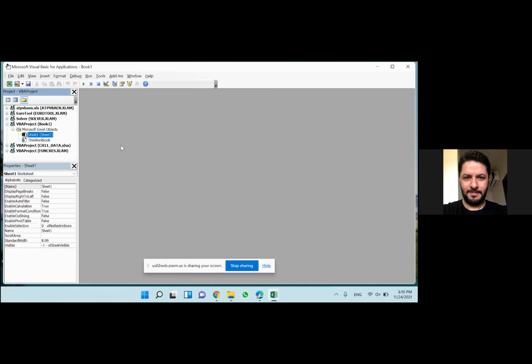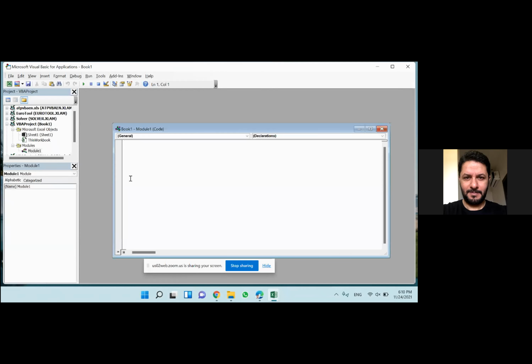See, let me just repeat. So you have to identify the workbook that you are working on, which is the VBA project Book One, right? Then you go to Sheet One, which is the sheet you have opened. Right click, then you have to insert module. And there is a window that will pop up. So we have to fill this module.